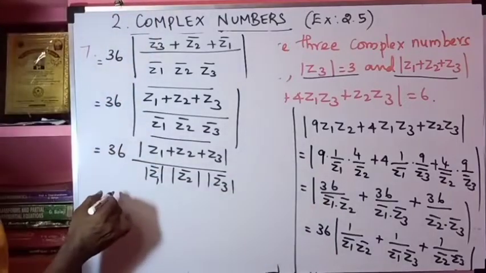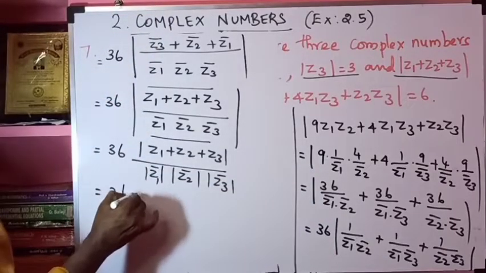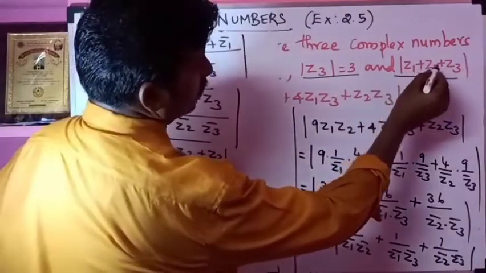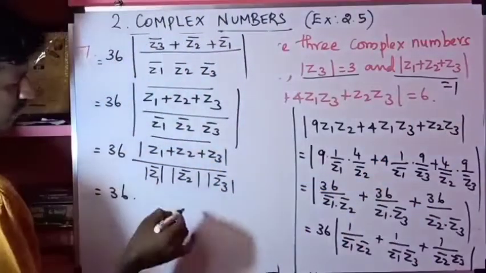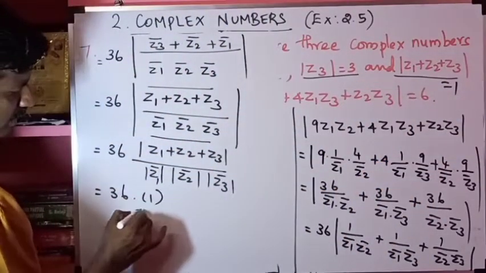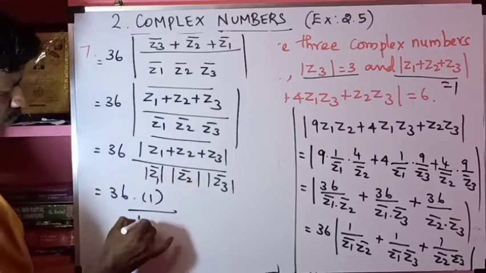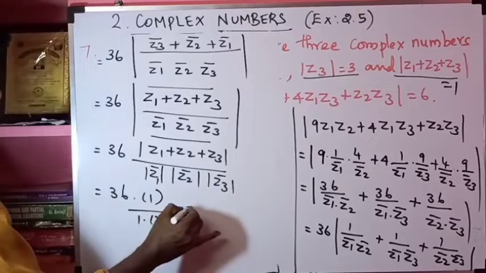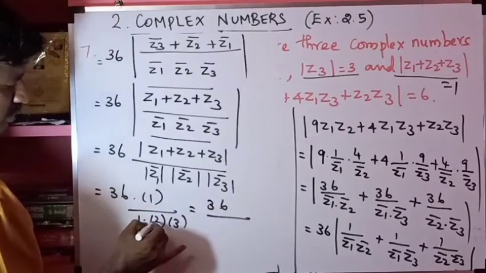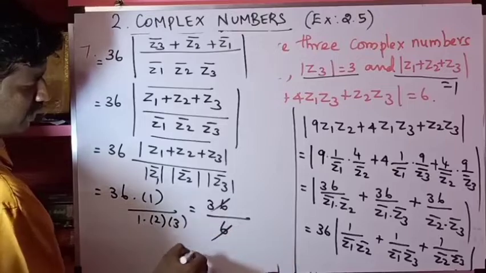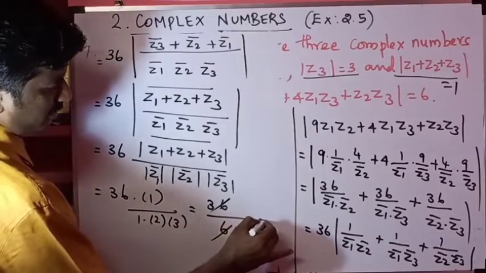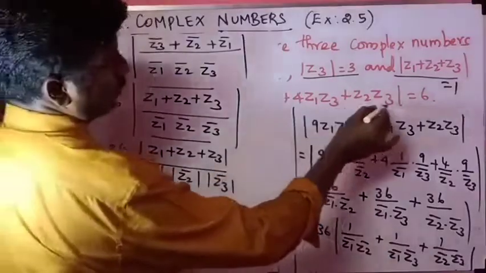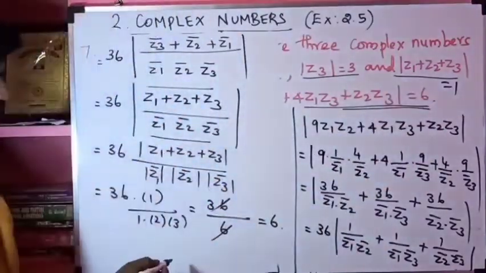So this is equal to 36 into the modulus of z1 z2 z3, which was given as 1 in the question, right? So this is 1, divided by... here this value 1, this value 2, this value 3 are given in the question. 36 divided by 2 times 3 is 6, 6 times 6 is 36, which is equal to 6. So the answer is 6.